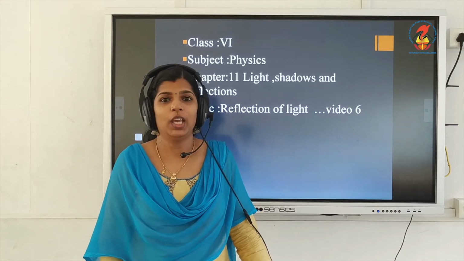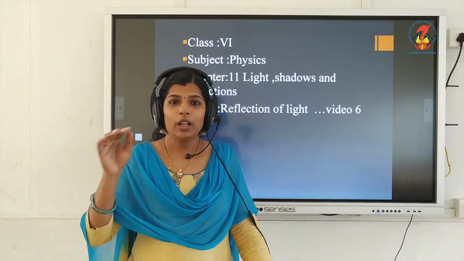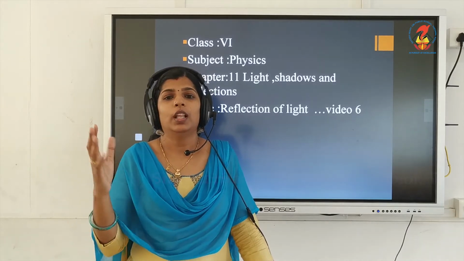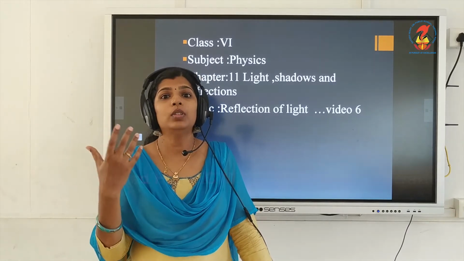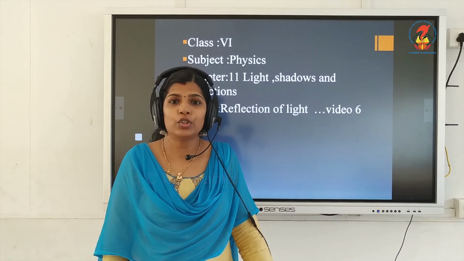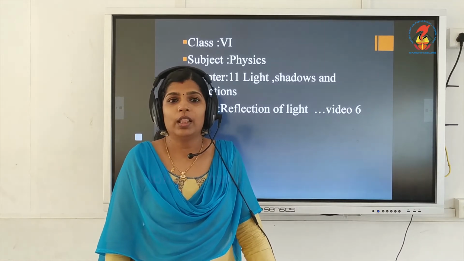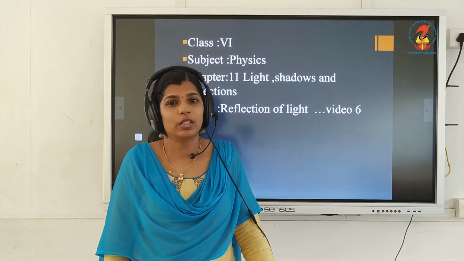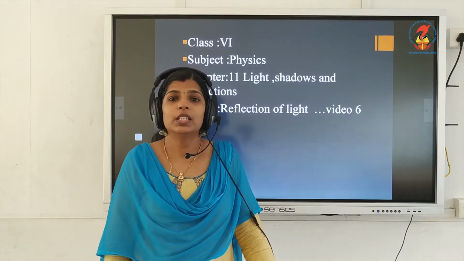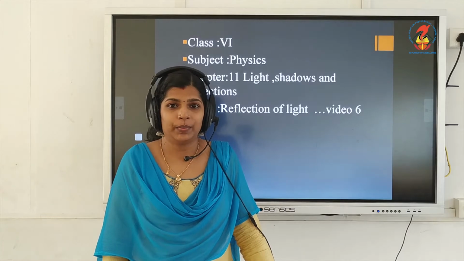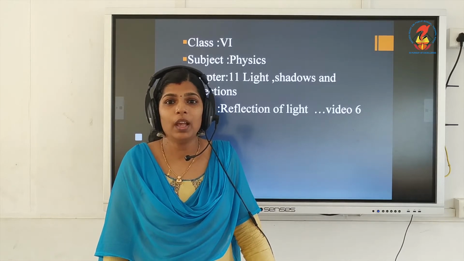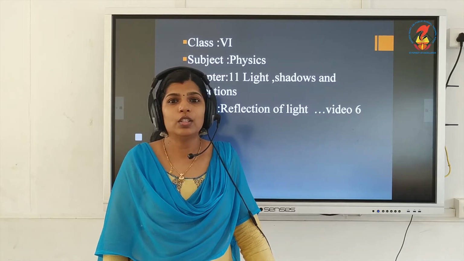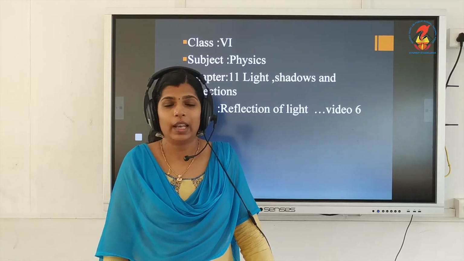In the same way, when light falls on a highly polished smooth surface, the light will bounce back. That is known as reflection of light. The bouncing back of light from a highly polished smooth surface is known as reflection of light.